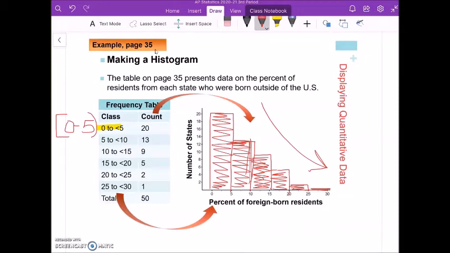So we've labeled the y-axis over here, the number of states, and we've labeled the x-axis, percent of foreign-born residents. Actually, the way that I did this is the count, but I believe the book shows it both ways. So when it copied this document, I'm sure it was showing how we're converting this from count to percent. But basically, I'm showing the count here of foreign-born residents, and then I would need a title that is also descriptive of the data set that I'm looking at.